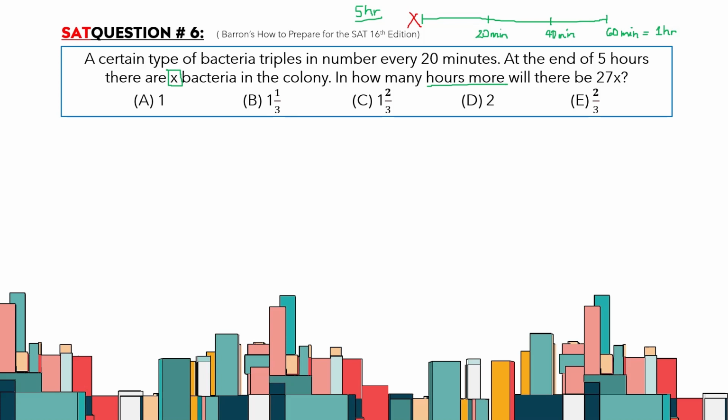So every 20 minutes, we multiply by the factor of 3 because they triple every 20 minutes. So the next 20 minutes, they triple again. And for 1 hour, they triple 3 times. It means it's the same thing as every 1 hour, they go by the factor of 3 cubed.